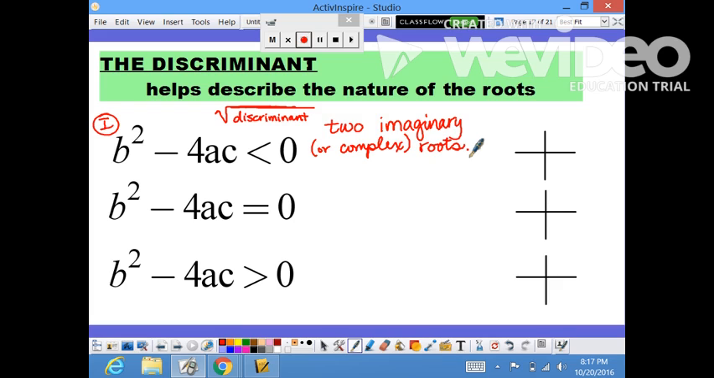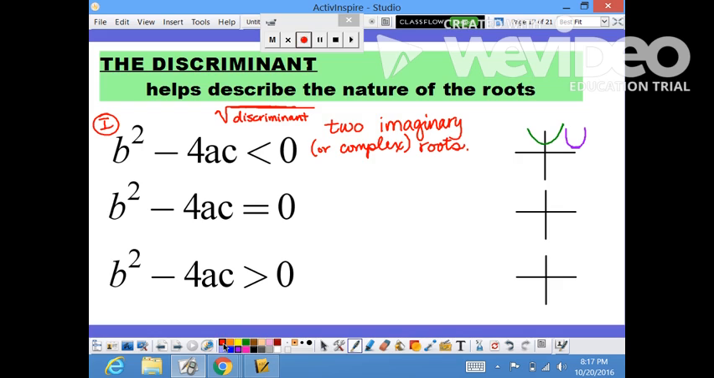What that means is it doesn't touch the x-axis at all. So it may look like this. Okay? Or it may look like this. It's anything that does not touch the x-axis. Does not cross the x-axis. It may get close to it, but it will not touch it.